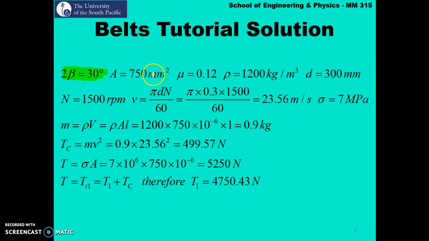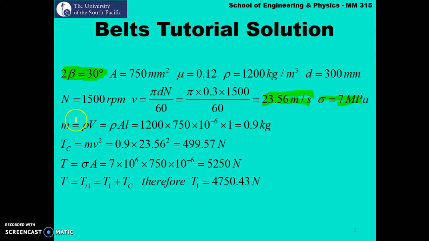The cross-sectional area is given as 750 mm squared. Coefficient of friction and all these variables are as such. The first thing is that the rotational speed is given as 1500 revolutions per minute. We can calculate the velocity of the belt. Velocity is given as pi d n upon 60. Substituting for diameter of 0.3 meters, we get a linear velocity of 23.56 meters per second. The maximum safe stress is given as 7 megapascal.